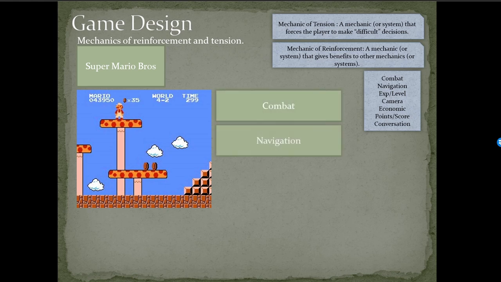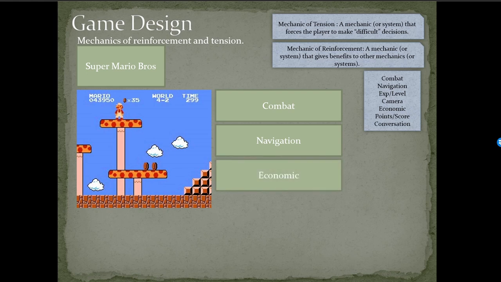It has combat, which is just stomping on Goombas, but also, you know, sneaking past Bowser to hit the axe and drop the bridge. Navigation, you're moving left to right. It's a very simple navigation. You're always moving to the right, but you have to jump around and land on things and, you know, grab vines and whatnot. It has an economic system.